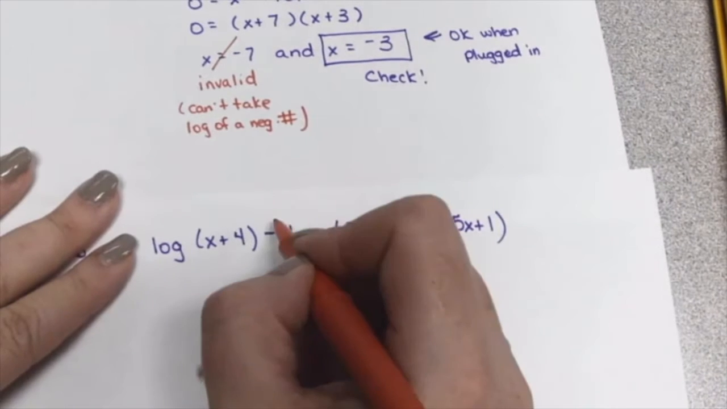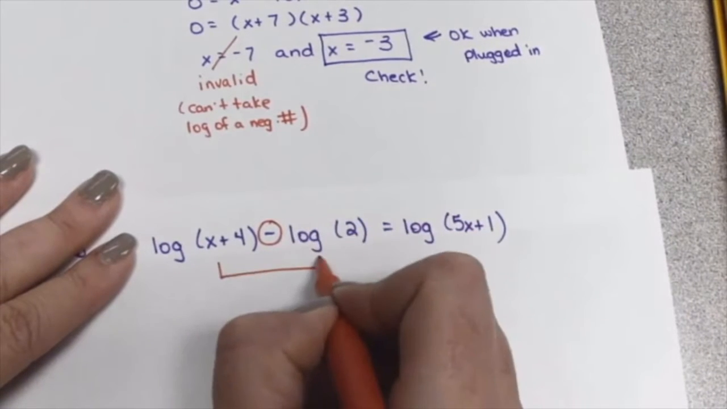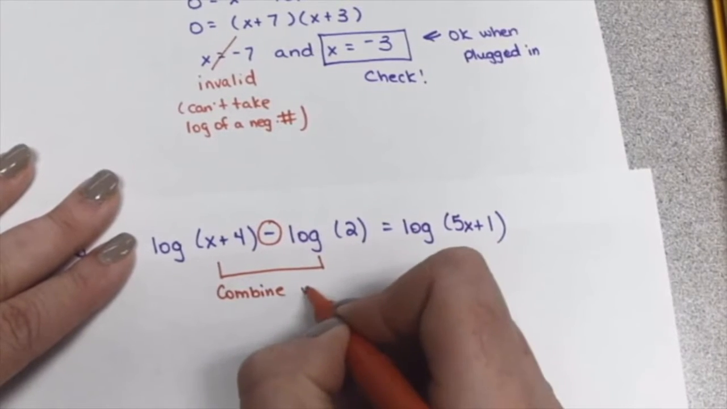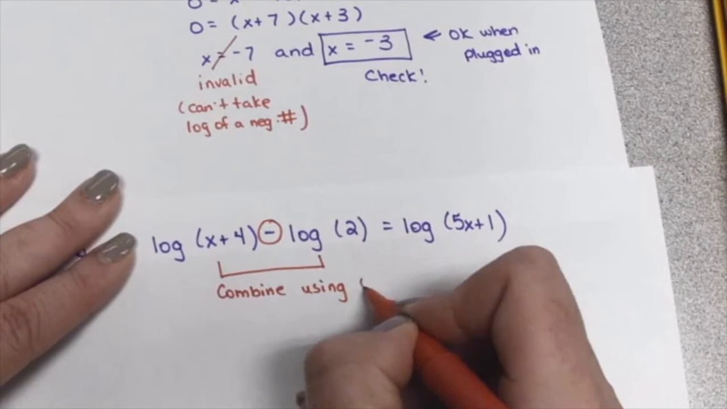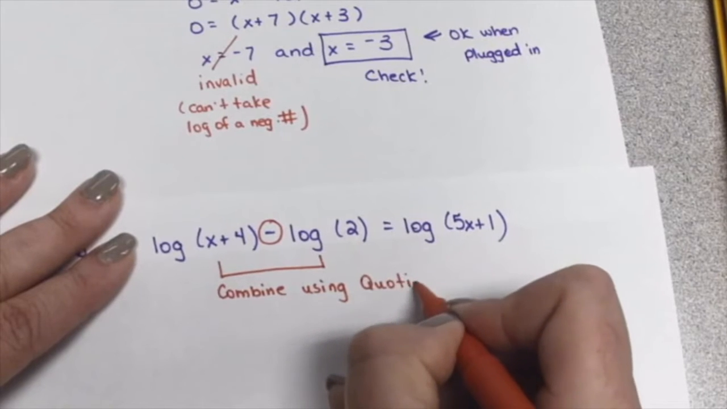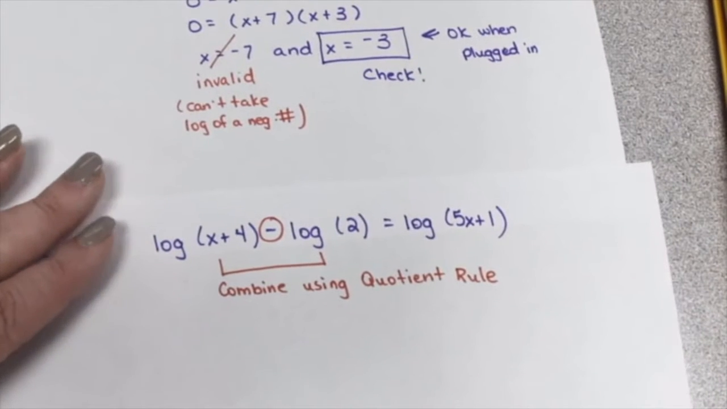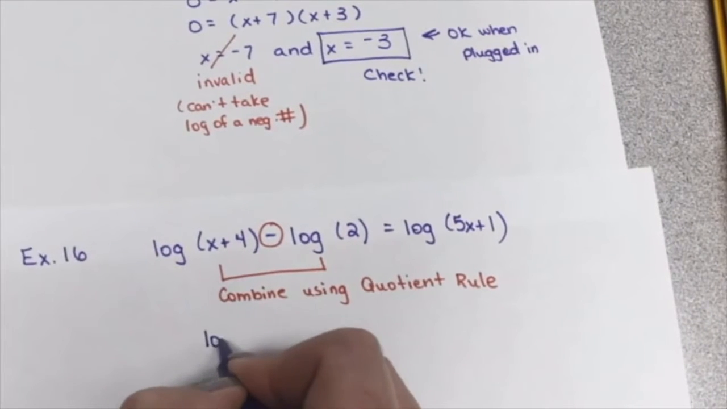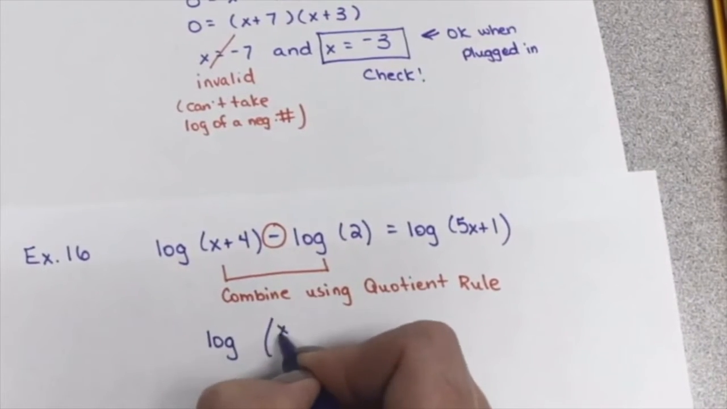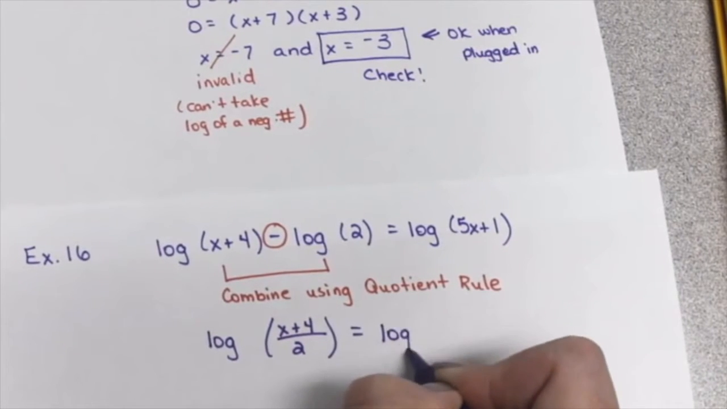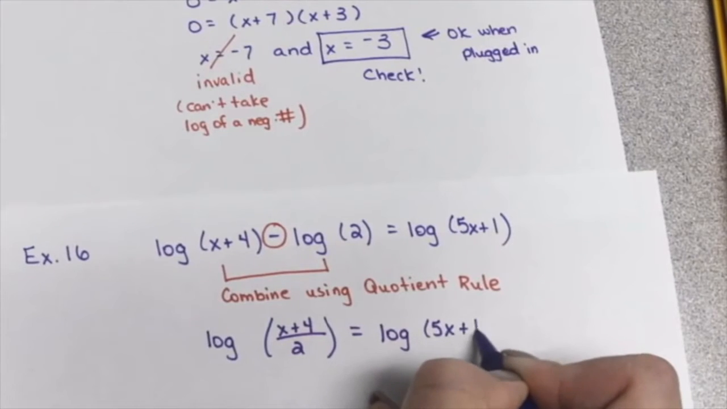So the first thing is I do need to switch rules, and how do I know that? Because we're subtracting. So I'm going to combine using the quotient rule. So rather than multiplying, it's going to look like this. The log of (x plus 4) over 2 equals the log of 5x plus 1.